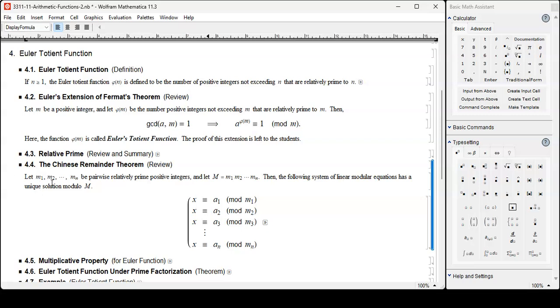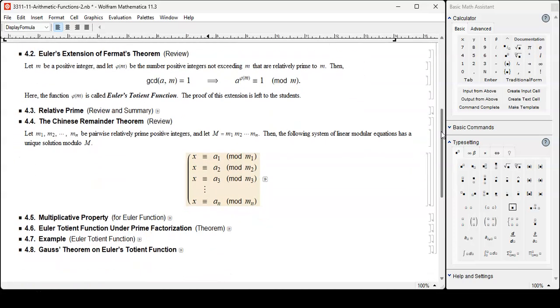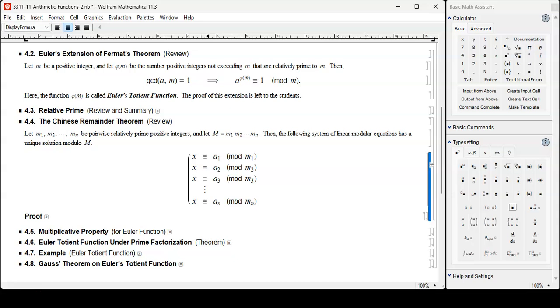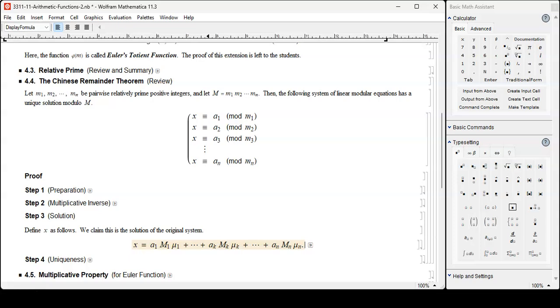The moduli M1, M2, M3, and so on are pairwise relatively prime positive integers, and capital M is the product of them all. Then this system of linear modular equations has a unique solution modulo capital M. Moreover, the unique solution looks like this: A1 capital M1 mu1 plus A2 capital M2 mu2 plus A3 capital M3 mu3 plus and so on.